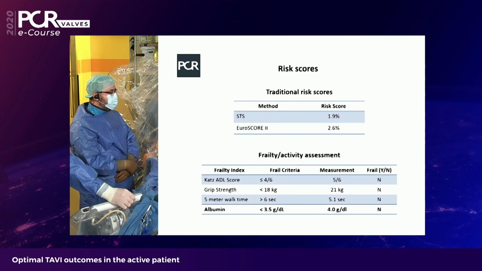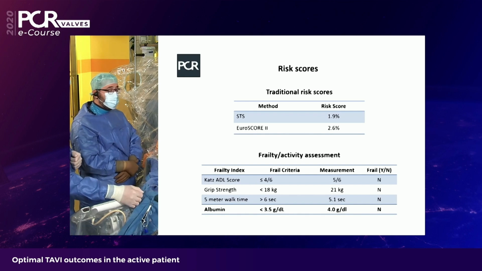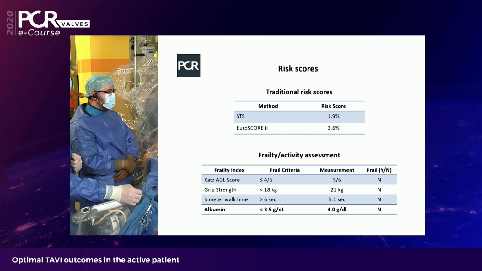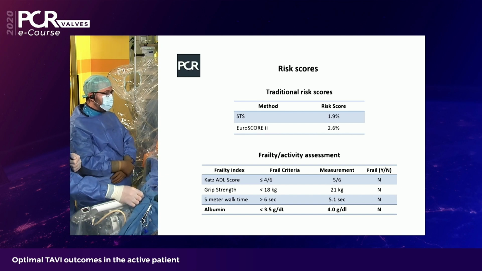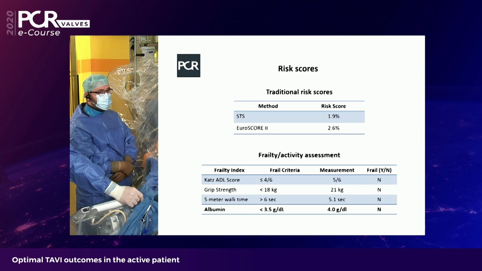The risk scores, the traditional risk scores, STS and Euroscore 2, put this patient into the category of low risk. The patient has no frailty characteristics, so she is still an active patient. She's 77, has some comorbidities, but she's active, doing her household with no restrictions except for the shortness of breath she has.